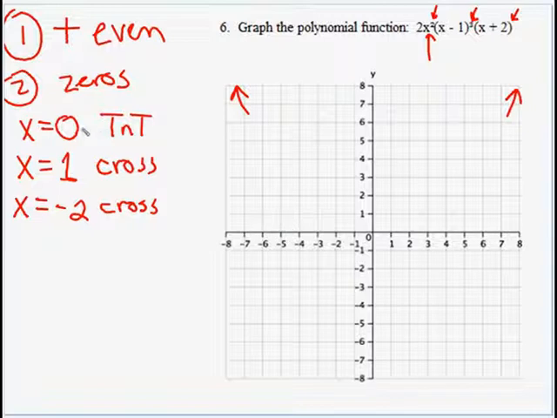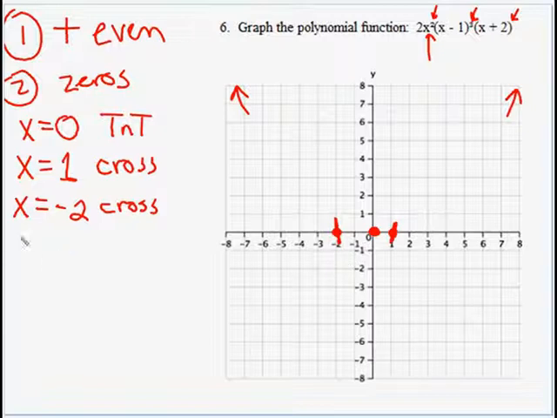So right now, let's go ahead and graph those on there. At 0, we're going to hit the x-axis but not cross, touch and turn around. At +1 here, we're going to cross, so I draw a little line through it. At -2 is another x-intercept, and we're also going to cross.